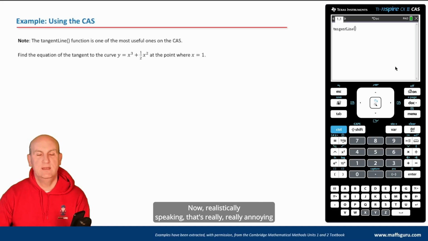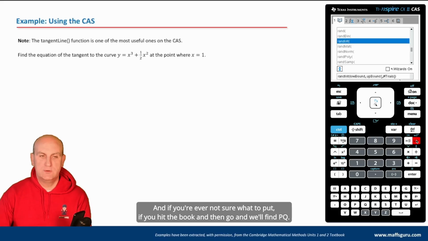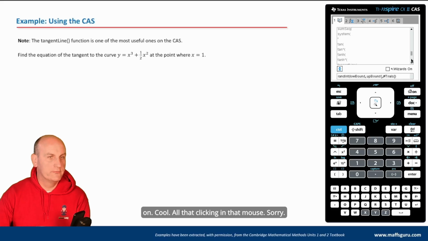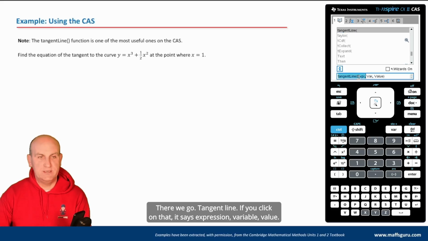So there's tangent line. Now, realistically speaking, that's really annoying because I don't know what I've got to put in the brackets. And if you're ever not sure what to put, hit the book and then go and find it in the alphabetical list. There we go. Tangent line. Now, if you click on that, it says expression, variable, value.